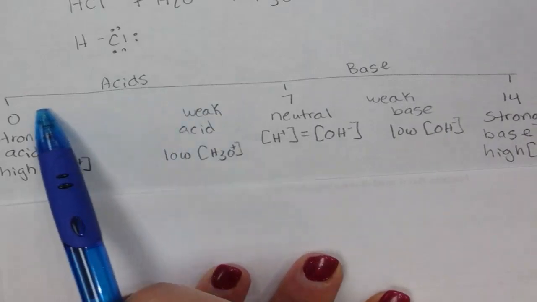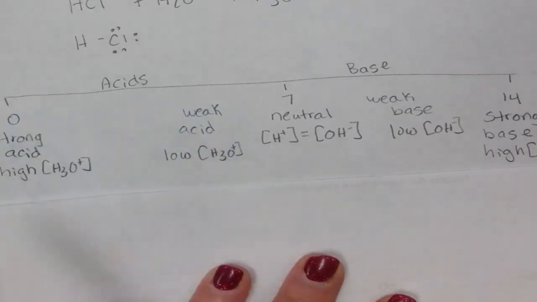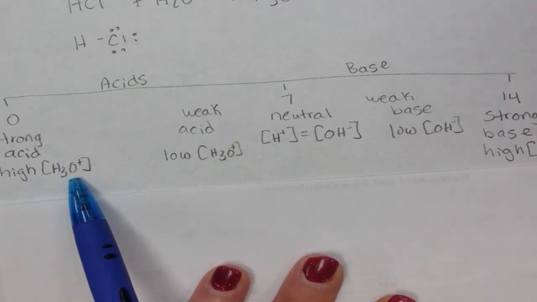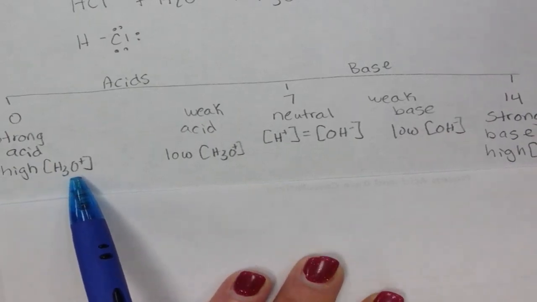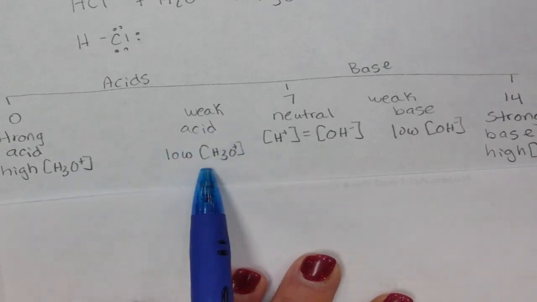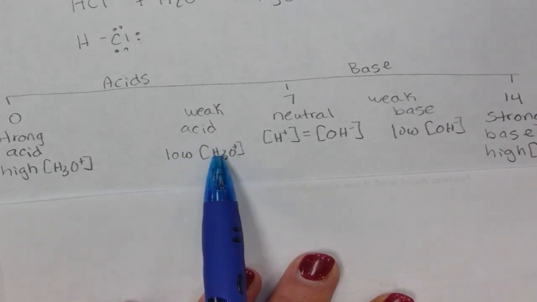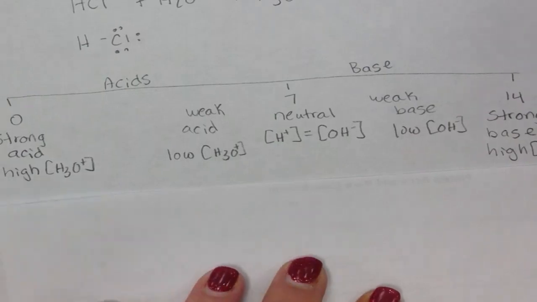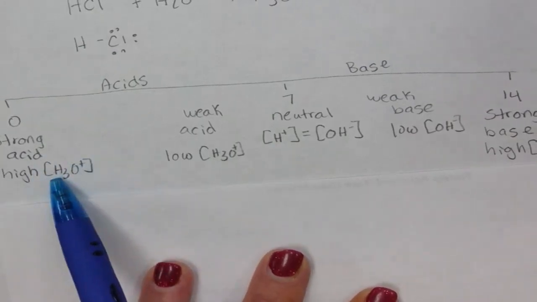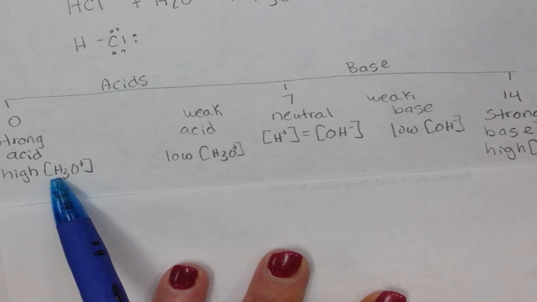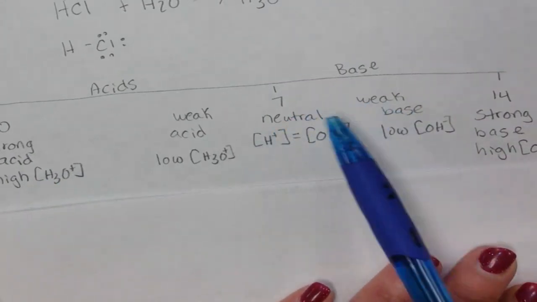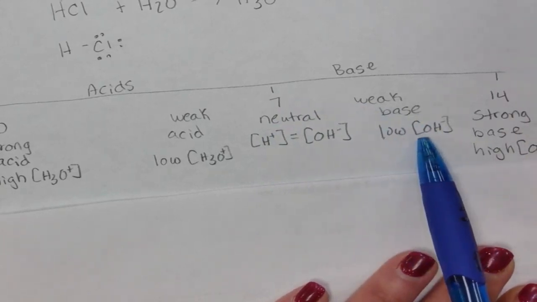The further away I go from 7 towards 0, the stronger the acid it is. The more hydronium ions that we make, the stronger the acid, because remember, weak acids do not ionize completely in water, so they have a low concentration. A strong acid ionizes completely in water, forming all ions, so we have a high hydronium concentration. A weak base is going to be a base that has a small amount of hydroxide.